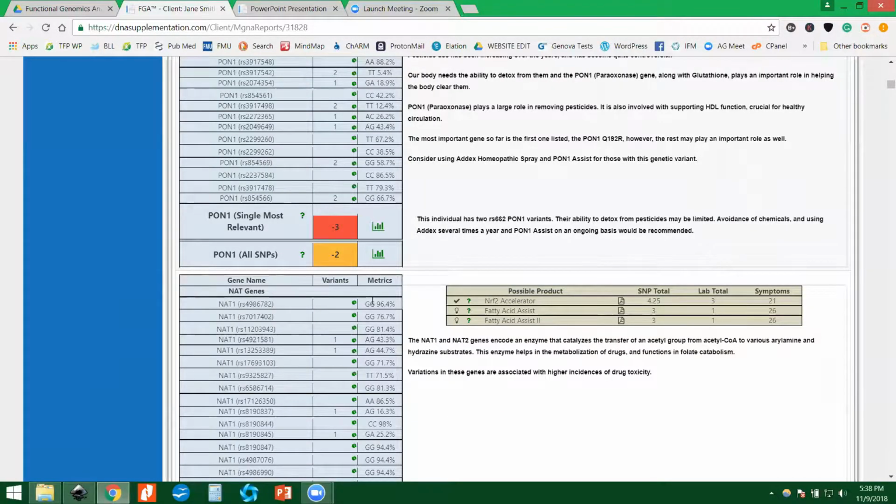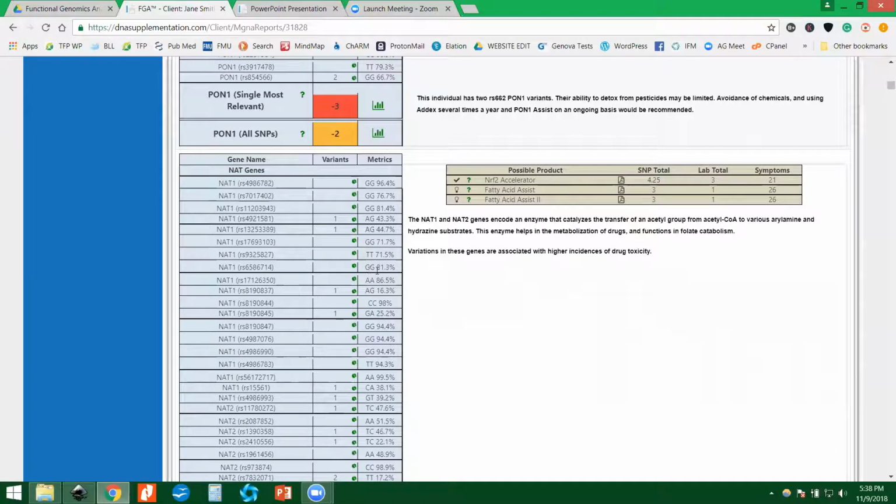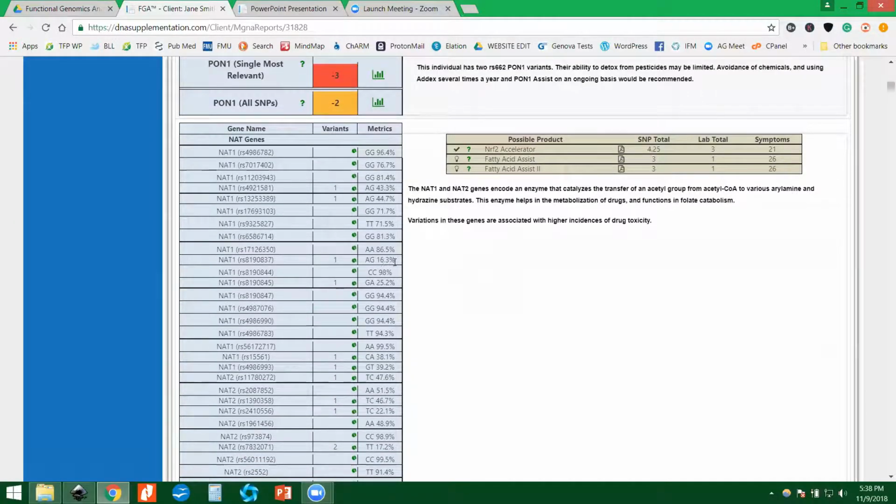You can also see here the percentages, and this tells you what percentage of the population has this particular genetic profile. We can look here and see this one, only 16% of the population in their database shows a SNP in this particular gene, as you can see right here where I have highlighted.